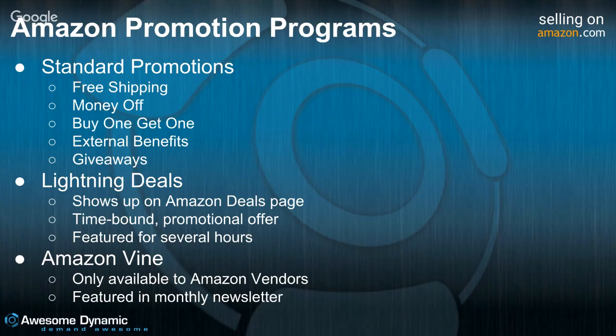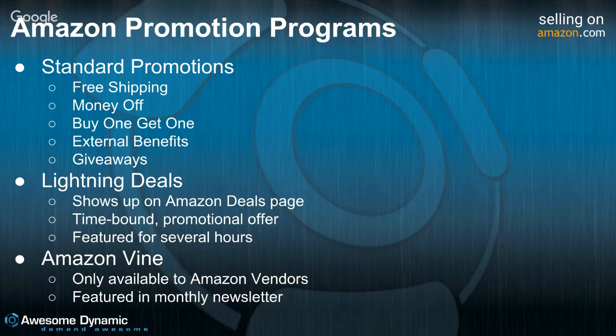So the standard promotions are a way for you to have a lot of flexibility, being able to offer, like, buy one, get one free. And you can see all the different kinds of promotions you can do. So you can do free shipping. You can do money off, either by a percentage or by a dollar amount. You can do buy one, get one free, or buy two, get one free, anything like that. External benefits. So you can say if you purchase this product, then you get something. You get to sign up for our exclusive newsletter. There's all sorts of different things you can do, and then you can do giveaways too, which is, again, just another way to generate buzz about your particular product.